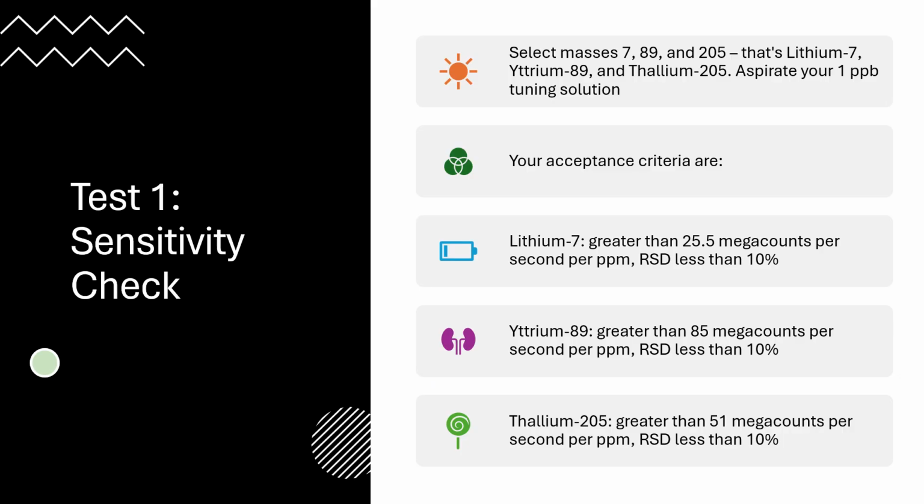So let's start with your MS calibration. Your MS calibration can be divided into three parts, that is sensitivity check, peak width check and mass axis difference.